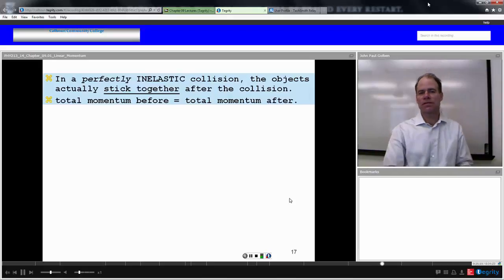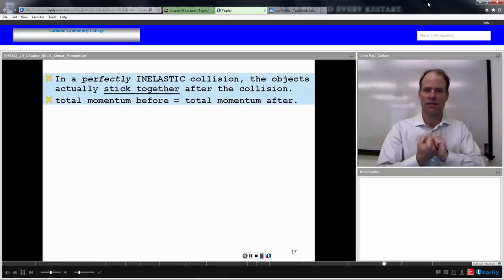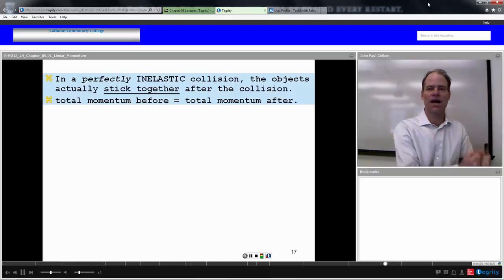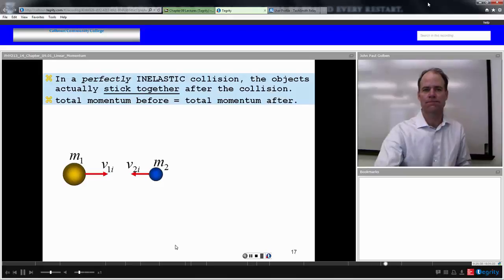In a perfectly inelastic collision, the objects will actually stick together after the collision. So not only will they collide and lose energy, they'll actually stick together and assume a common final velocity. So it might look something like this.